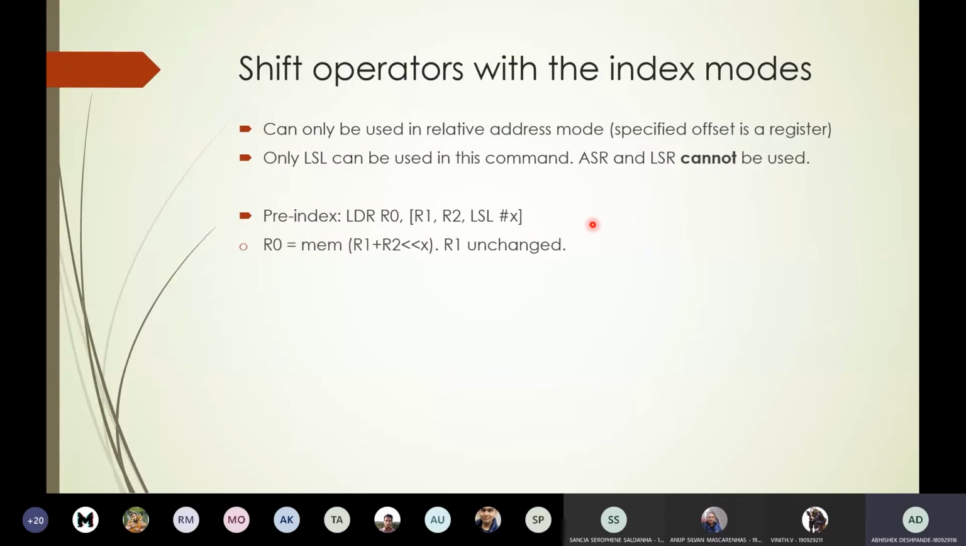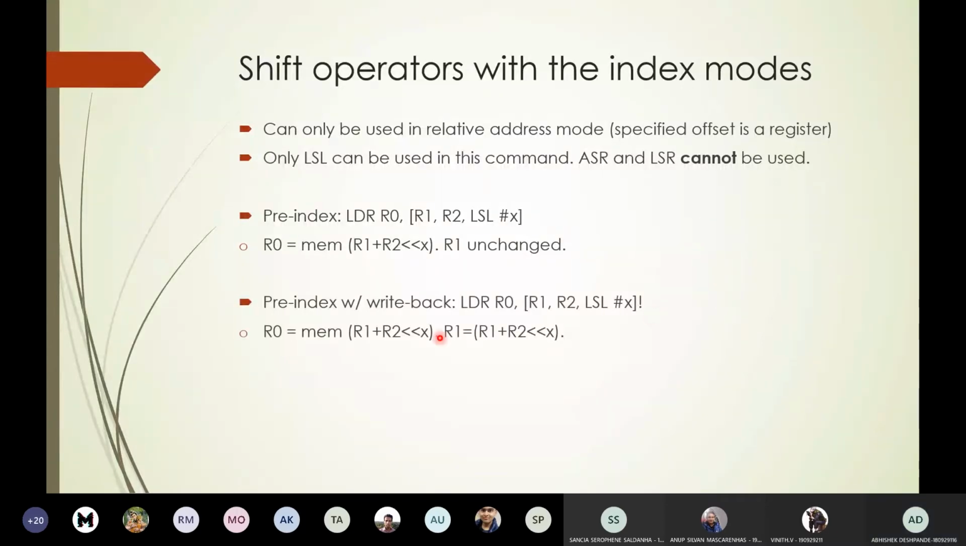Then you have pre-index with write back. This is the same syntax, just an exclamation mark added to the end, but R1 is updated. Okay. Then you have post-index where the register is outside the square brackets and you write LSL. So it accesses the memory at R1, stores the value into R0, and then updates R1 to R1 plus R2 left shifted by X. Alright. Is all this clear? Does anyone have any questions of any sort?